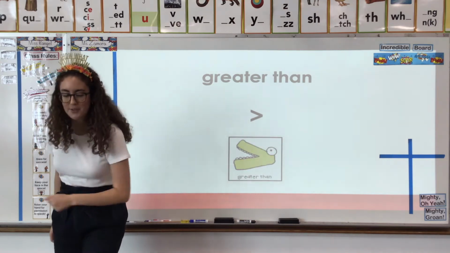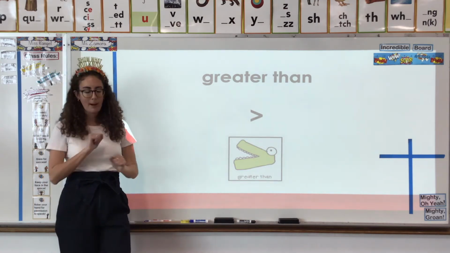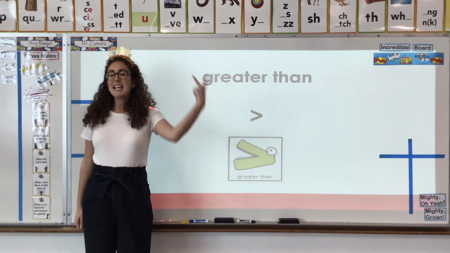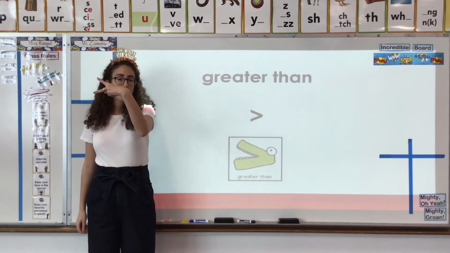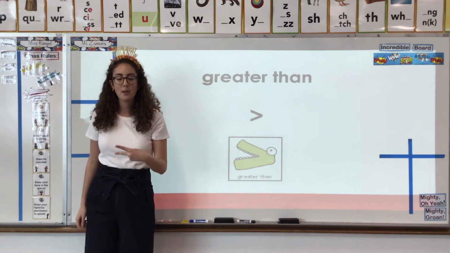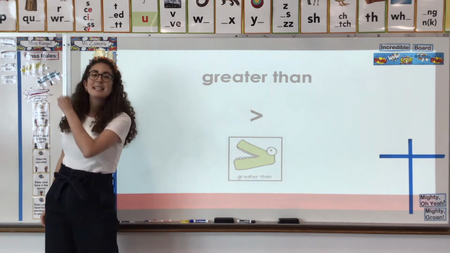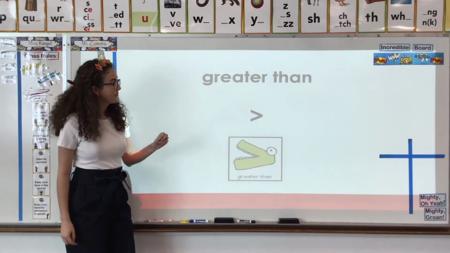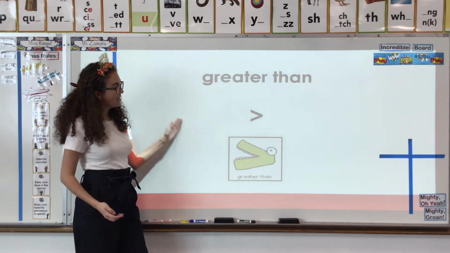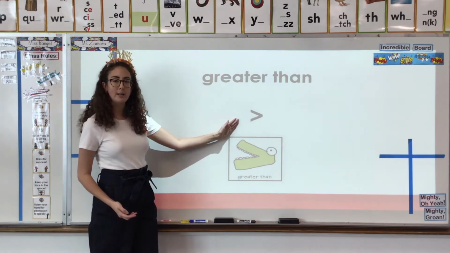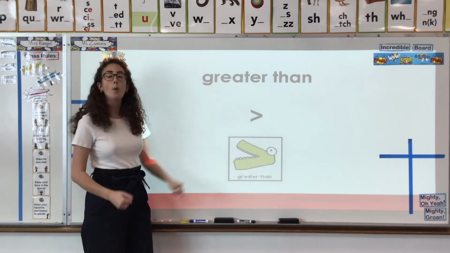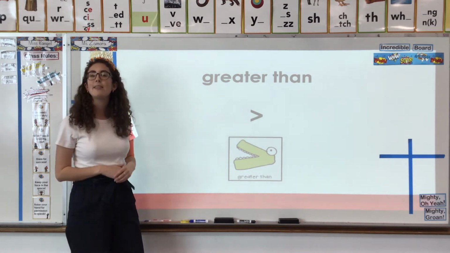And we can also see this as an alligator mouth. We've got our alligator and he's hungry and he's facing the bigger number, which is first when we're saying greater than, because the alligator wants to eat the bigger number. And in greater than, we're saying that this first number is the bigger one. It's greater than the second, so the opening is going to face that bigger number.